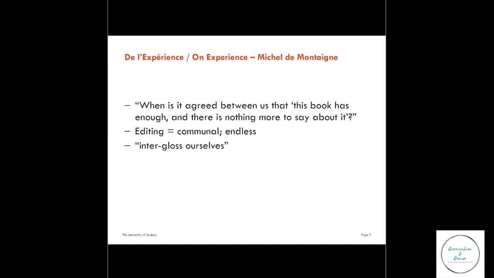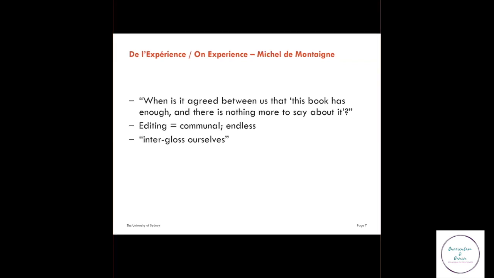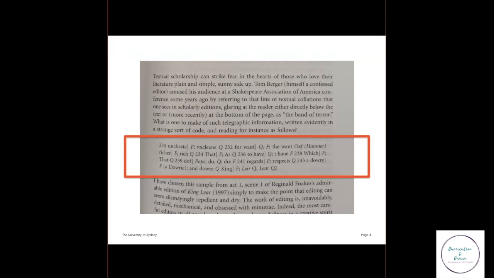The late David Bevington drew attention to the way that editions' references to each other or to multiple source texts can be somewhat daunting. So what is one to make, he asks, of such telegraphic information written evidently in a strange sort of code, and reading, for instance, as follows. And then he gives this rather wonderful excerpt that I've put in a box on the screen for us. We might consider scholars' work as aiming for editing that commits to some kind of ending or interpretation, but also points to the text's retelling.